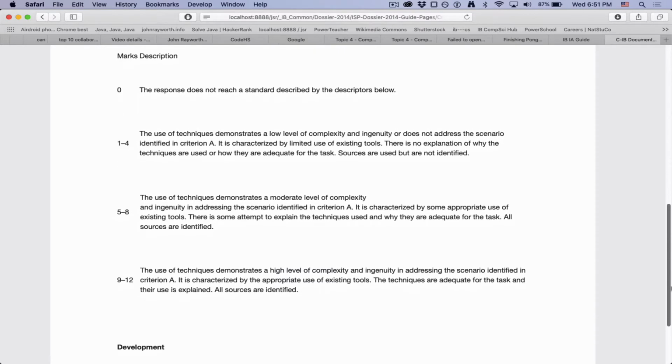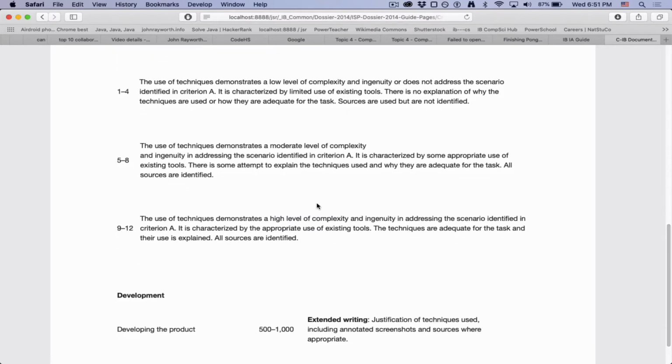This is the one where to get your 9 through 12, these are all very similar, but I'll read it. The use of techniques demonstrates a high level of complexity and ingenuity in addressing a scenario identified in Criterion A. So you've done it. You've taken that scenario, which was the hardest part of the whole process, getting a scenario, and you've addressed it at a fairly high level and fairly ingenious, as much as you can do for a school project degree.